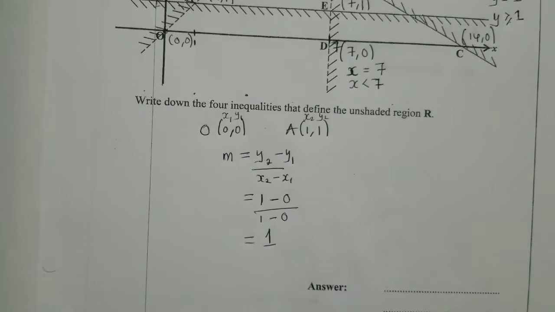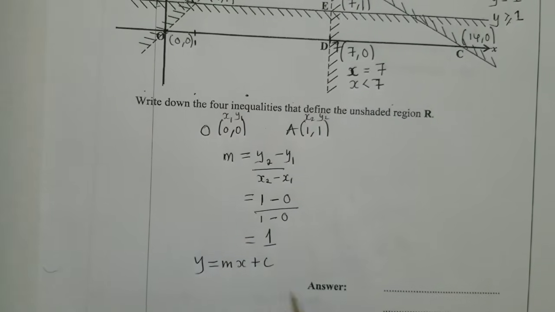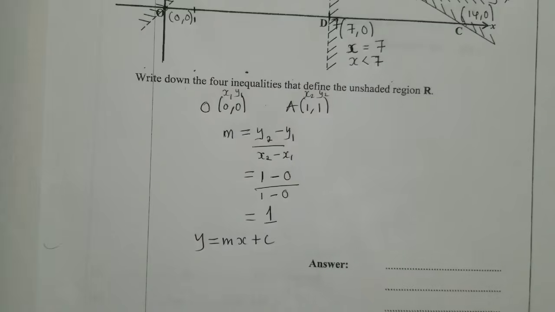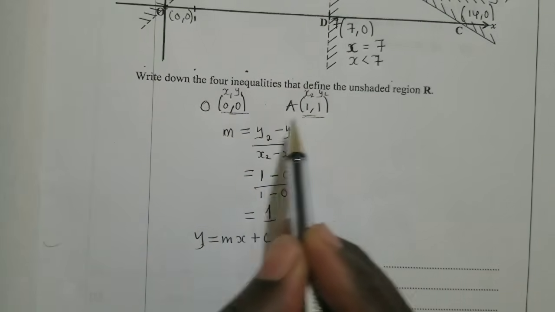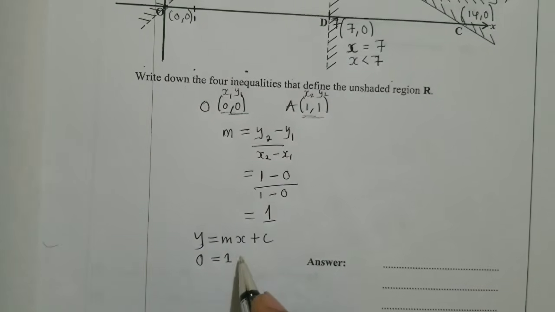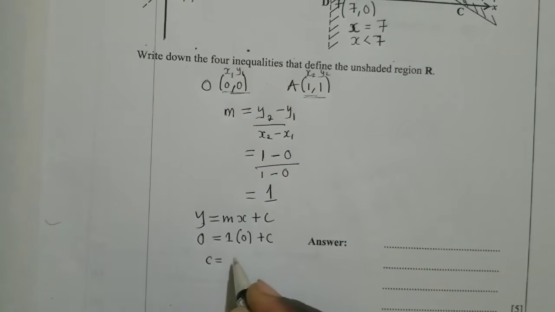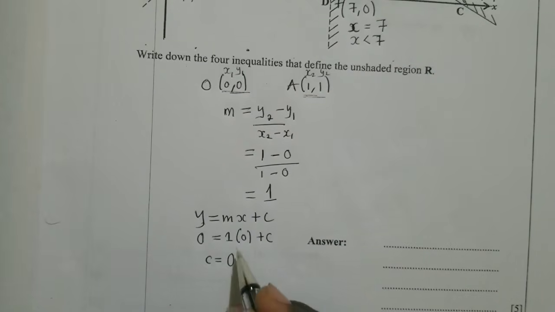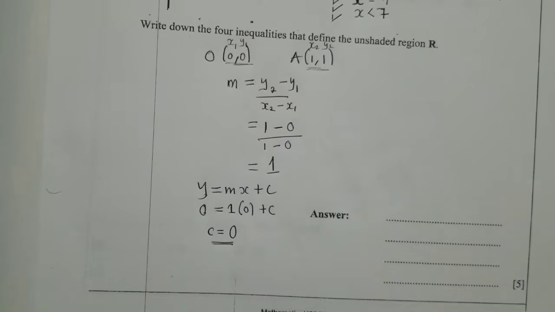So we shall say y is equal to mx plus c. That's our formula 2. On our formula 2, we plug in the values. We can either work with these coordinates or with this. So my y is 0, my m is 1, my x is 0 also, plus c. You solve nicely there and you discover that your c is equal to 0, because 1 times 0 will just give us 0. So our c is equal to 0.